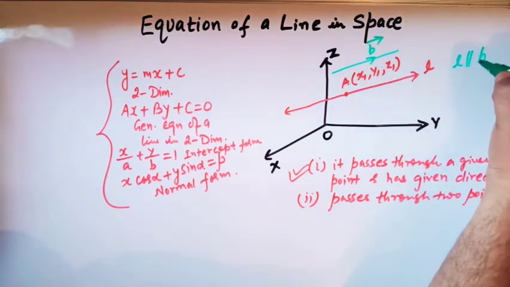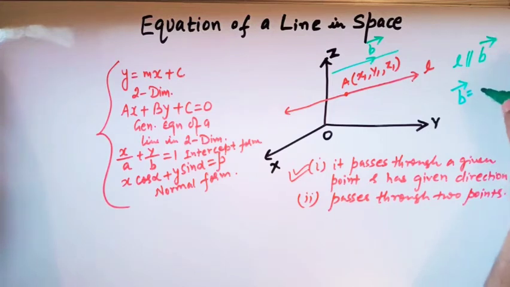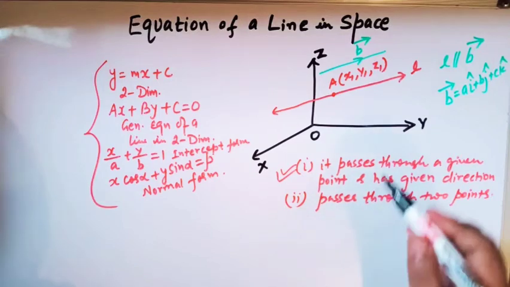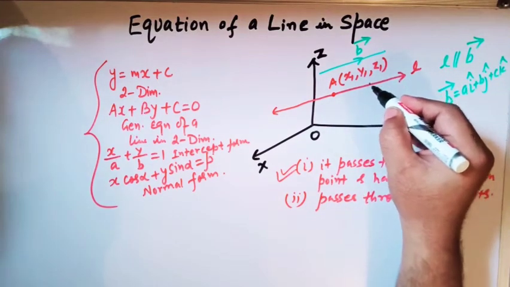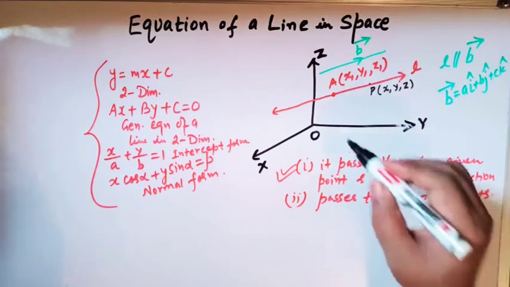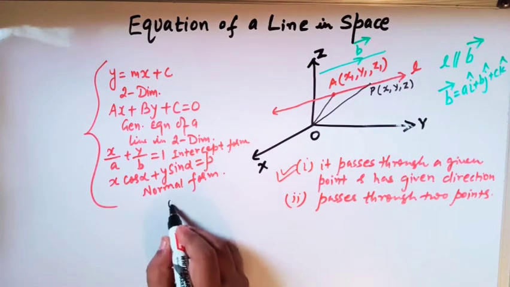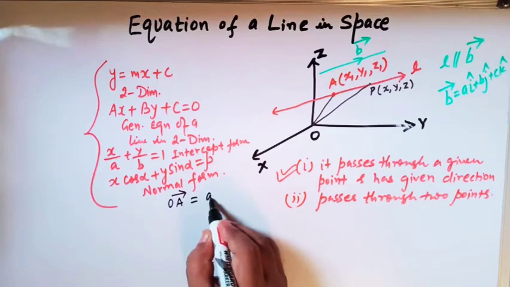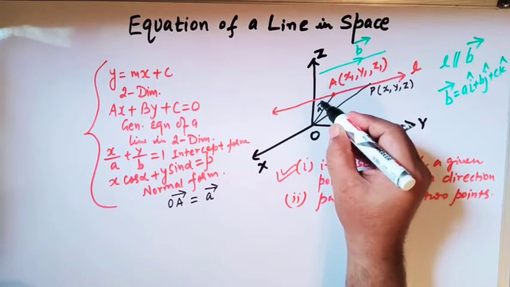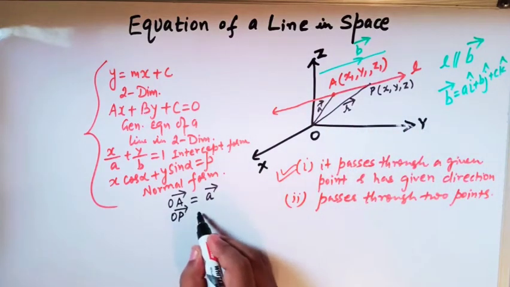So L is parallel to the vector B, and this vector B can be written as a i cap plus b j cap plus c k cap, right? Now let P be a general point on this line L, right? Then we join OA and OP, right? So OA is say vector A, right? So this is the vector A, and OP is the vector R. OP is the vector R.